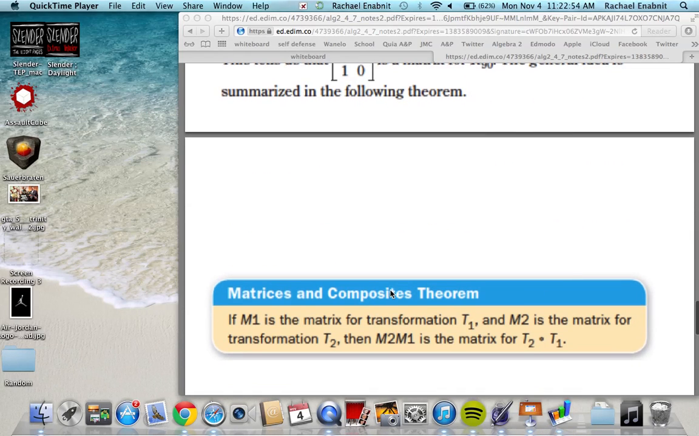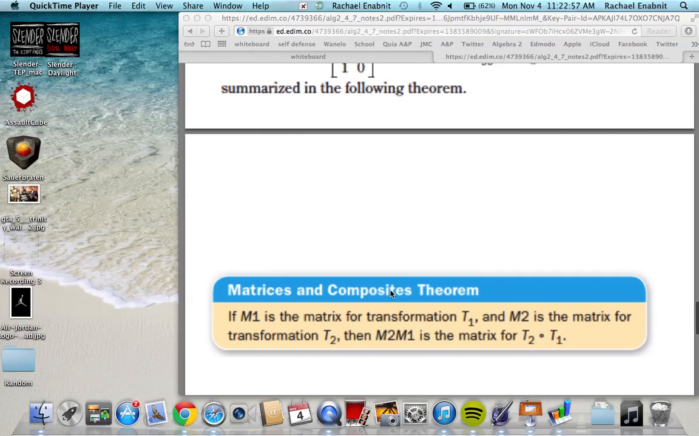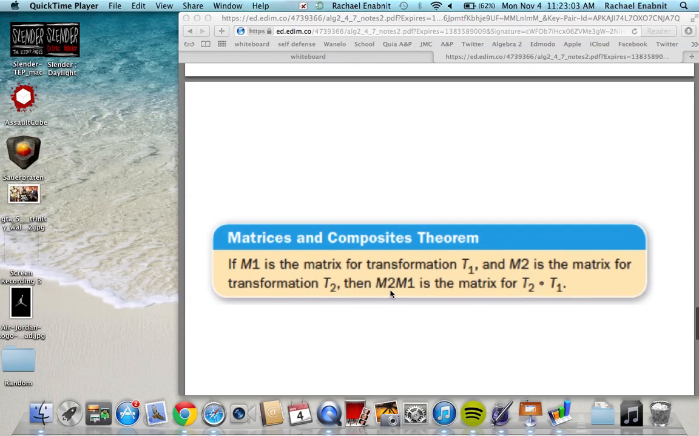The general idea is summarized in the following theorem. If M1 is the matrix for transformation T1, and M2 is the matrix for transformation T2, then M2M1 is the matrix for T2 following T1.